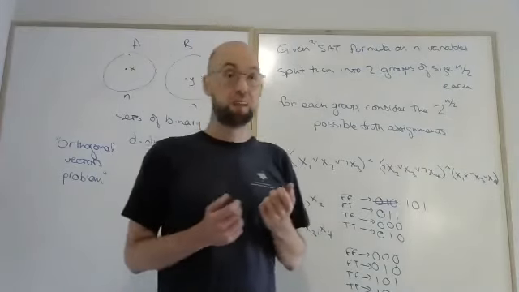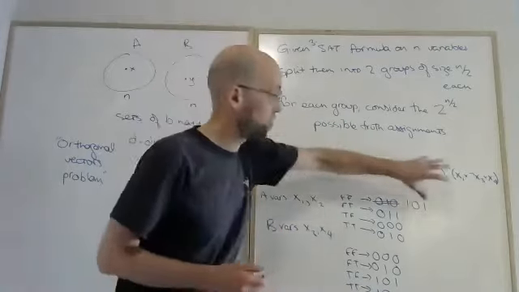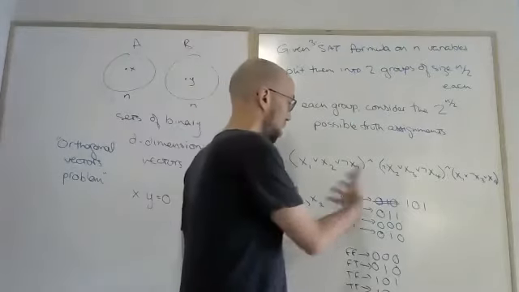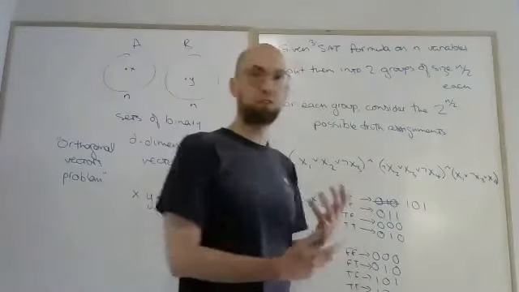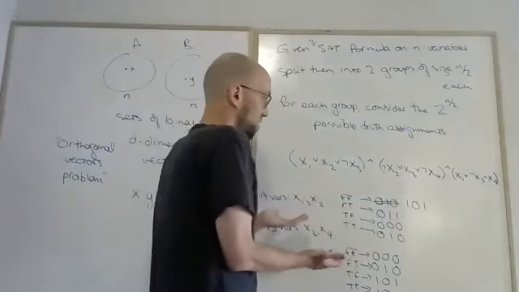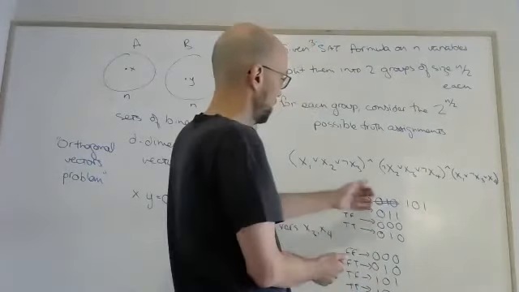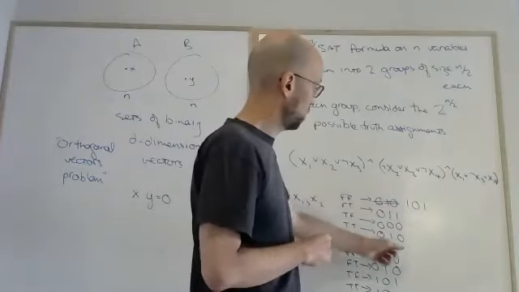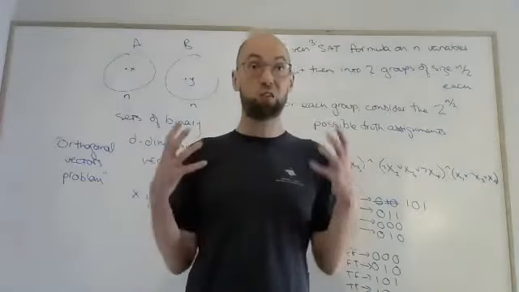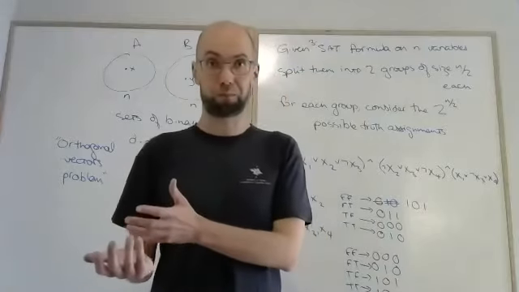But now I'm reducing this problem of SAT to a problem of orthogonal vectors. But the reduction is blowing things up. This is now not n vectors and n vectors. This is 2 to the n over 2 vectors and 2 to the n over 2 vectors. So I'm getting an exponentially larger instance of orthogonal vectors.